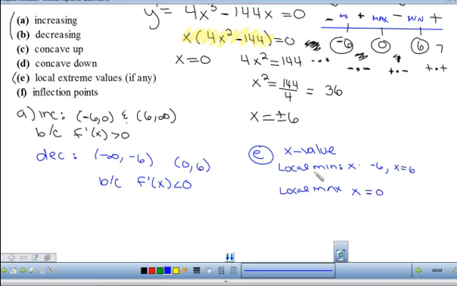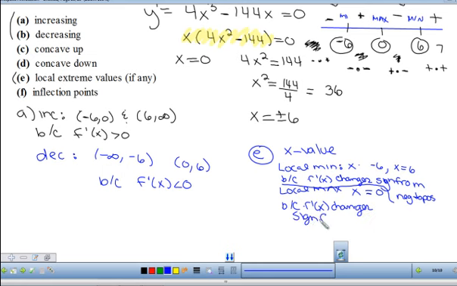And okay, this would be because f prime changes sign from negative to positive. And this one would be because f prime changes sign from positive to negative.